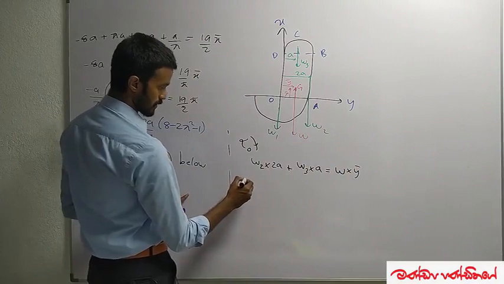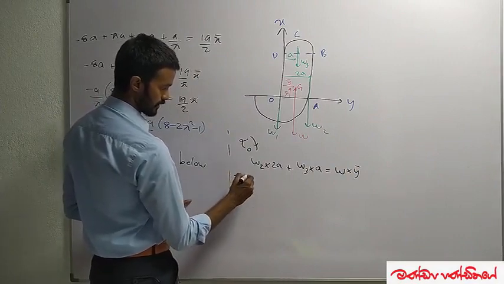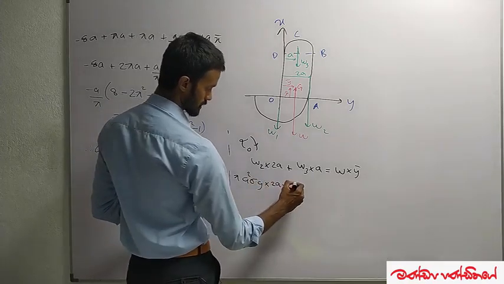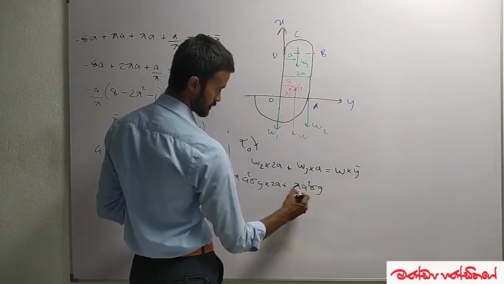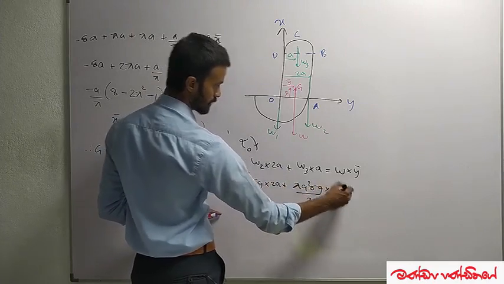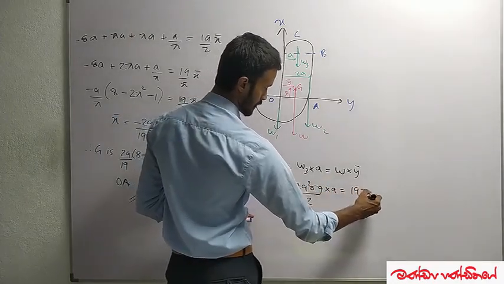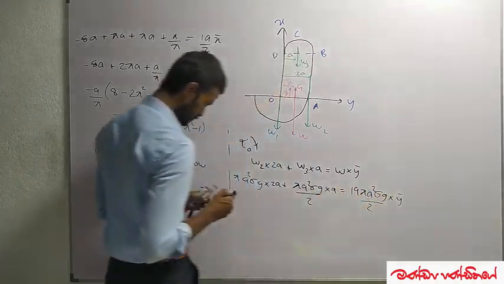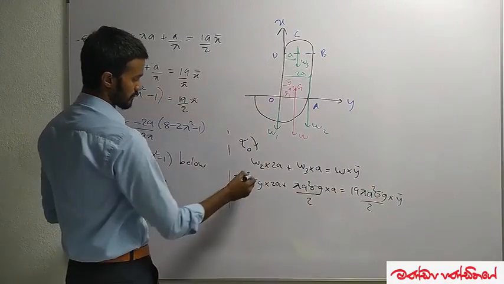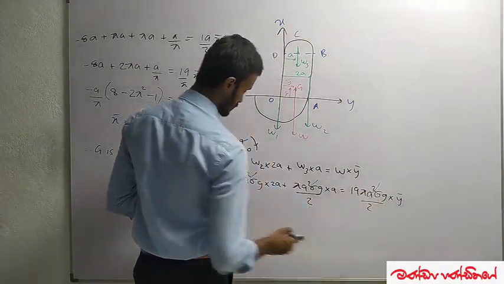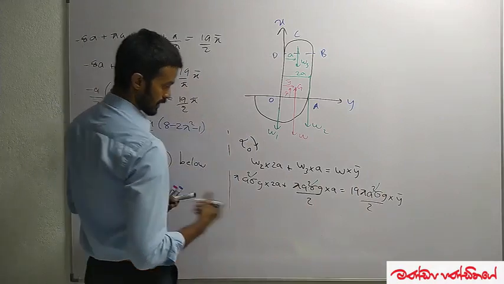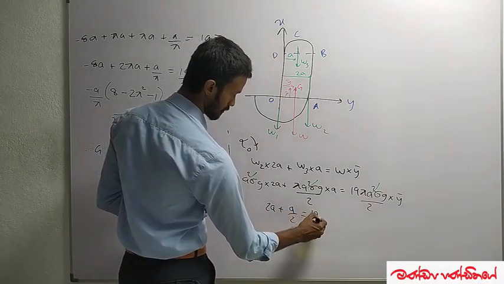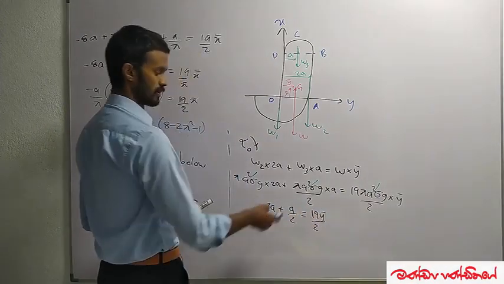We substitute, we got W2 as phi A squared sigma G into 2A, and I got W3 as phi A squared sigma G over 2 into A. The total weight was 19 phi A squared sigma G over 2 into Y bar. As in the previous one, phi A squared sigma G cancels, and I get 2A plus A over 2 is equal to 19 Y bar over 2.